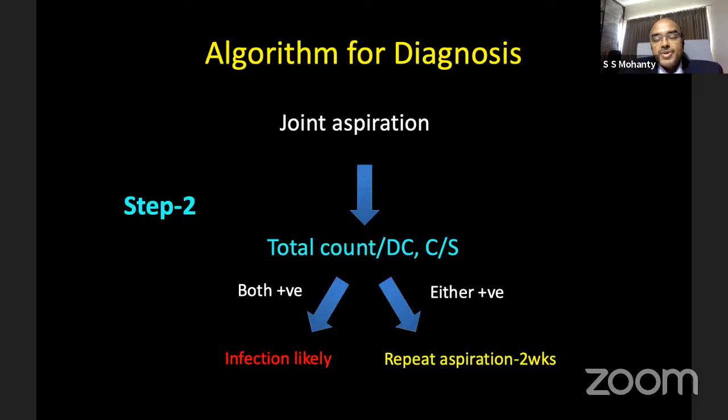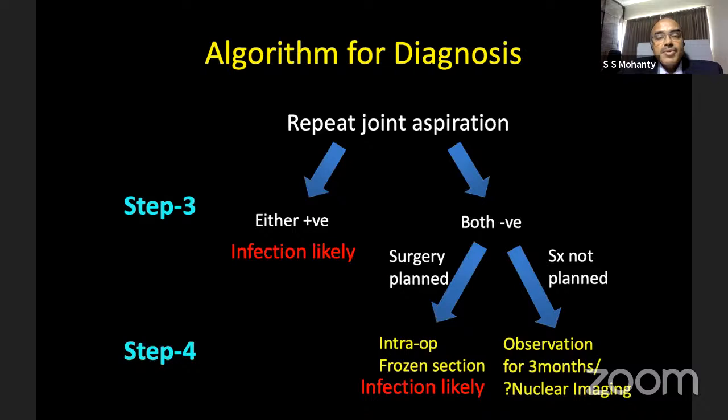But if only one of them is positive, then we take the patient off antibiotics for 2 weeks and repeat the aspiration after 2 weeks. The third step: after a repeat joint aspiration, if either of them is positive, then probably you need to treat it like an infection. But if both are negative and the implant is loose on the X-ray, so you have to plan a surgery, then intraoperative frozen section will decide, and more than 10 polymorphonuclear leukocytes per high-power field provides a diagnosis of infection.